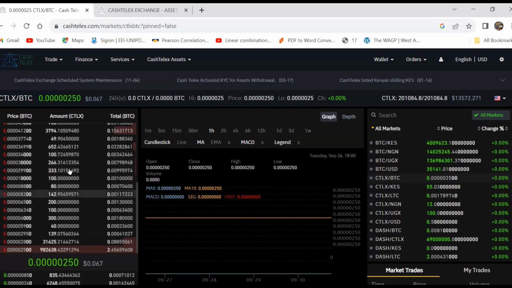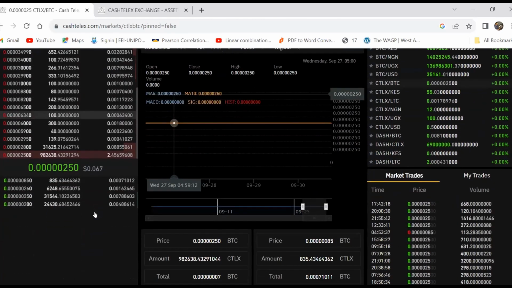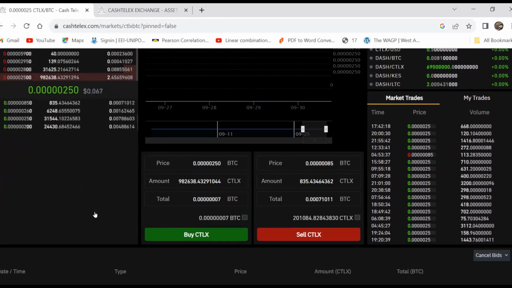So now I'm at this region where people are, this red region. Okay, let me just go up. Let me go down. You see this green bar here? This green bar is showing buy CTLX. It's telling you that this is the region where you can set the buying price for CTLX. So this red is telling you that this is the area where you can set your price for selling of CTLX.